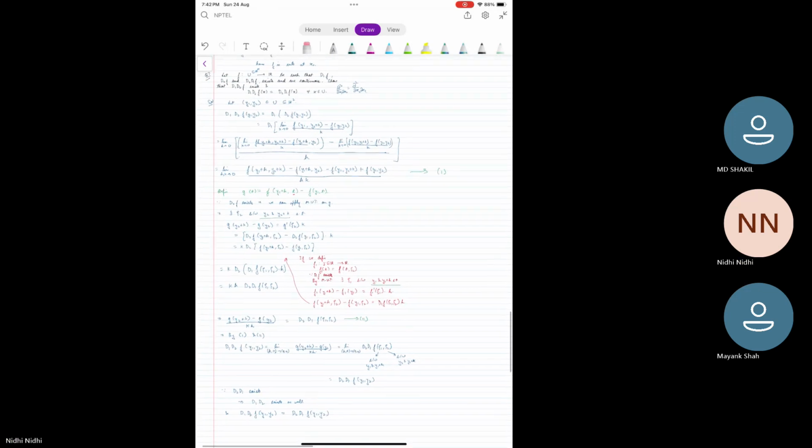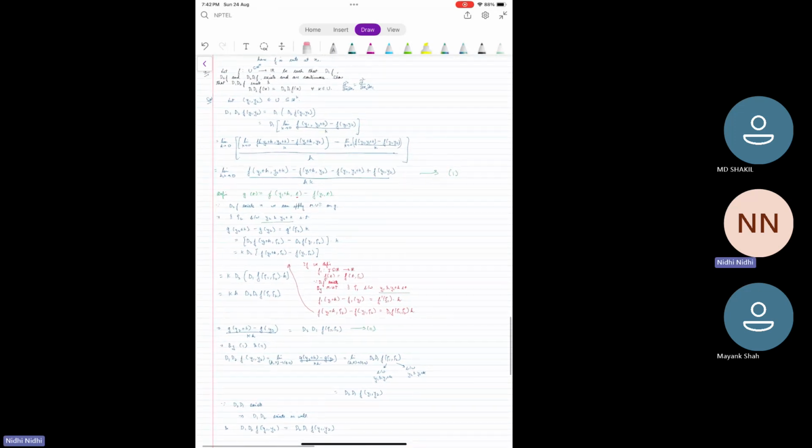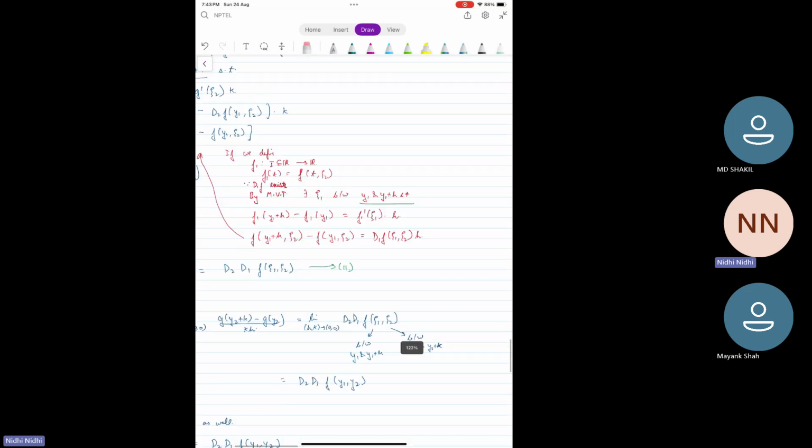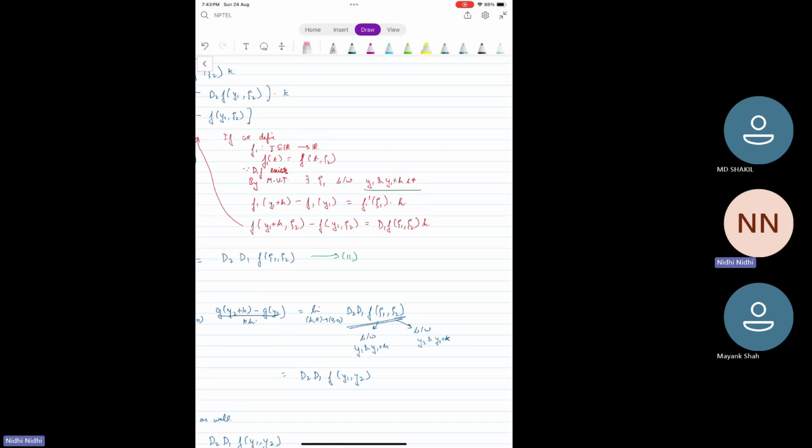Hope this is fine. All you need to be clear about is the way we define the partial derivatives. We were able to do this because the partial derivatives were continuous, and hence we could apply the mean value theorem. Next we'll see one example. Continuity is used here because we are taking h, k tending to 0.